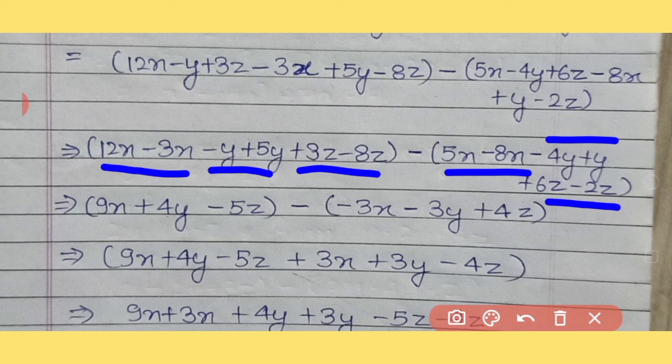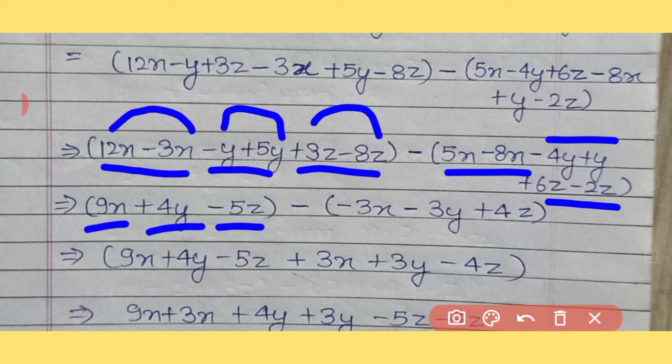Next. 12x will subtract 3x, getting 9x, and 5y will subtract 1y, getting the answer 4y, and minus 8z will subtract 3z, so we get the answer minus 5z. Now in the second bracket, minus 8x will subtract 5x, getting minus 3x, and minus 4y will subtract y, getting the answer minus 3y, and 6z will subtract 2z, so we get the answer 4z.